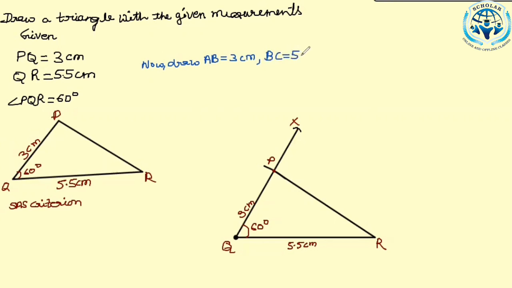Now draw another triangle where one side AB is 3 centimeter, another side BC is 5.5 centimeter and the angle ABC is 60 degrees. Then cut the triangle, put the triangle on the previous triangle PQR and record your observation. Share your observation in the comment section.